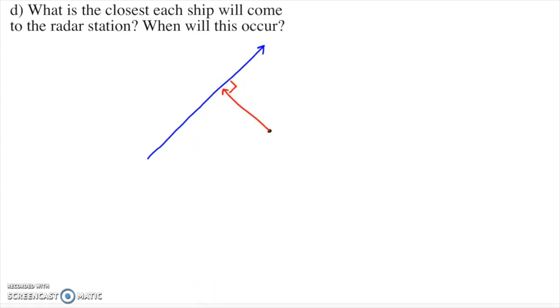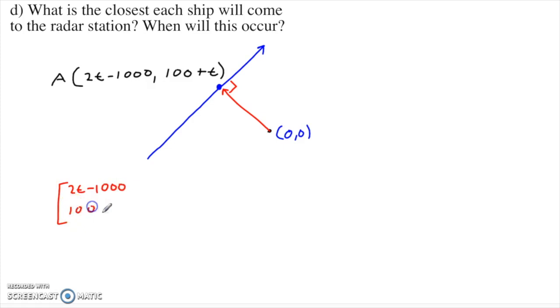So what are the coordinates of any point on the Aberdeen Fisher's line here? I'm going to be at 2t minus 1,000, comma 100 plus t. Now this point here is 0, 0. All right. So what I want to do is figure out the vector that takes me from 0, 0 to this point. Now because it's 0, 0, that's really easy to do. The vector is just 2t minus 1,000 minus 0, my change in x, and 100 plus t minus 0, my change in y. In other words, that red vector is simply 2t minus 1,000 and 100 plus t.